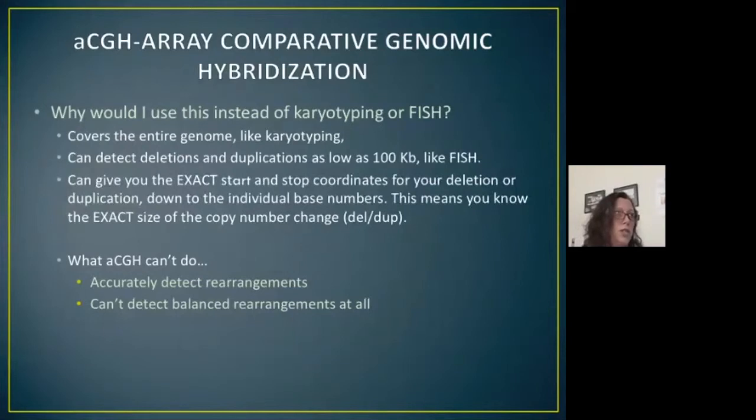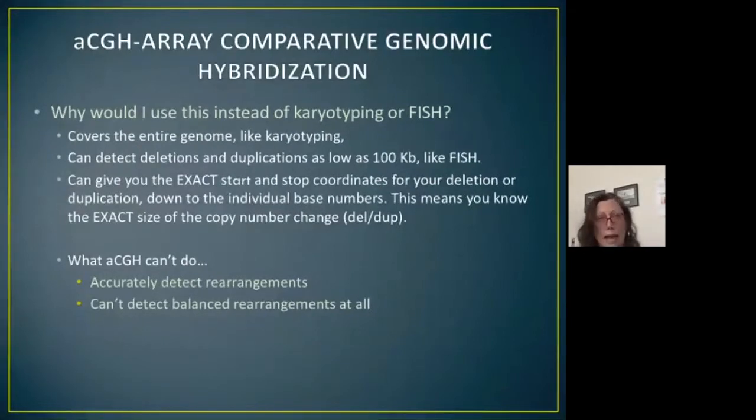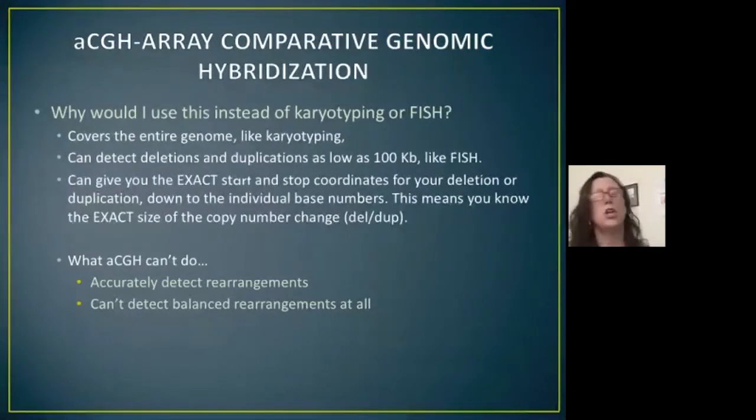So the advantage is that you can have exact start and stop coordinates for your deletion or duplication and know down to the individual base numbers. And that means you know the exact size of the copy number change that you have. What it can't do is detect balanced rearrangements, because all it's made for is detecting gain or loss of genetic material. You won't see balanced rearrangements because all of the DNA is there. It's just in a different place with a rearrangement. So this one cannot detect a rearrangement, not if it's balanced, no.